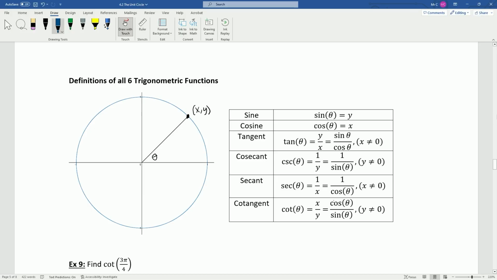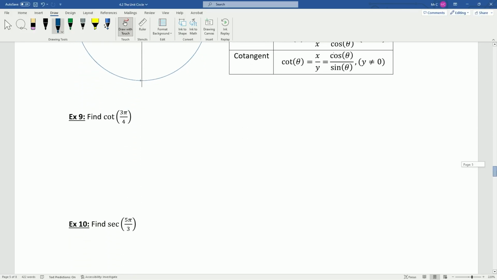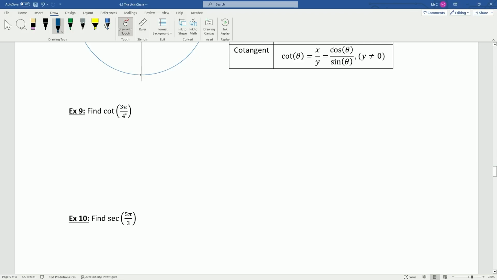Okay, so with that being said, we're going to continue to use the same approach now to evaluate cotangent of 3 pi over 4. But we're going to do it by first thinking of cotangent as cosine of 3 pi over 4 divided by sine of 3 pi over 4. So I'm going to start by drawing my angle. 3 pi over 4. So I'm going to break pi up into 4 pieces. And now I'll draw my initial side and go 1, 2, 3. That makes this my terminal side.